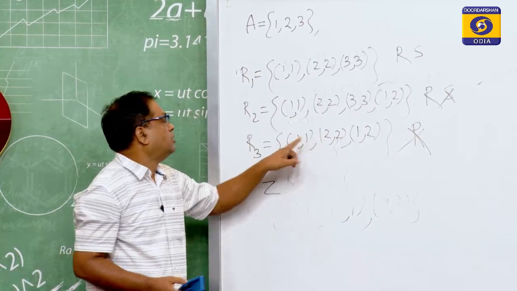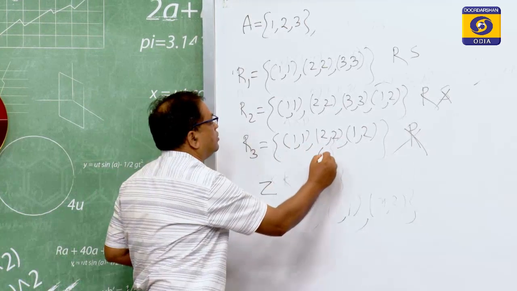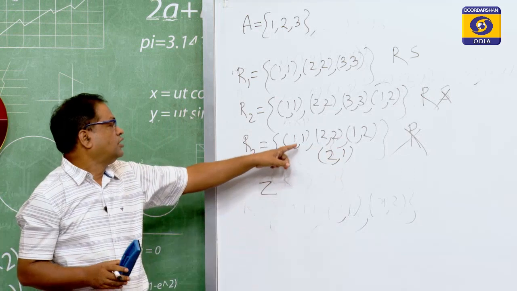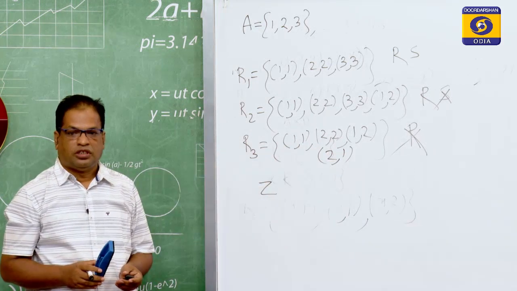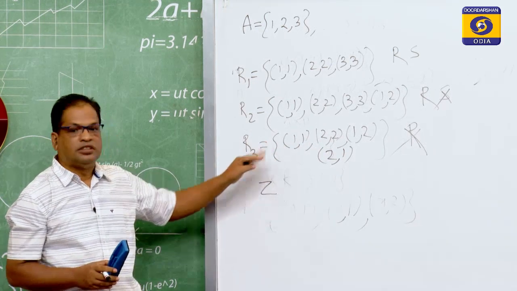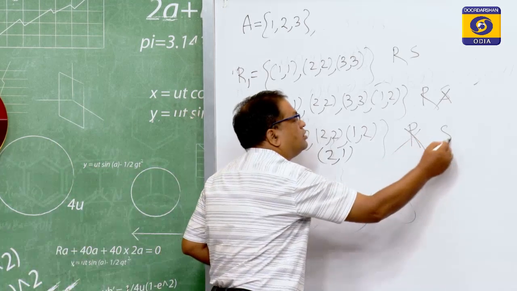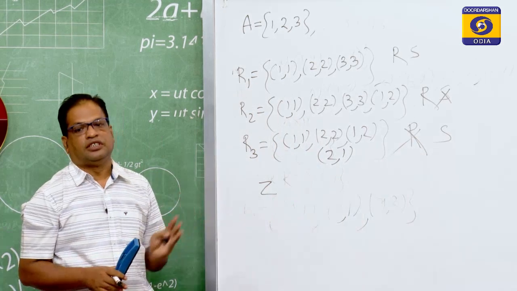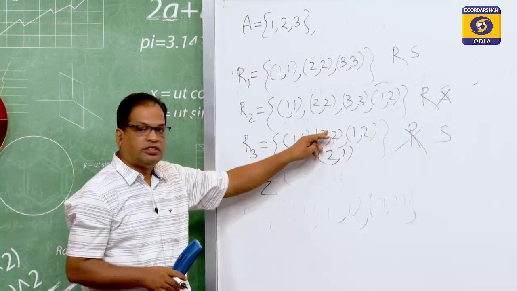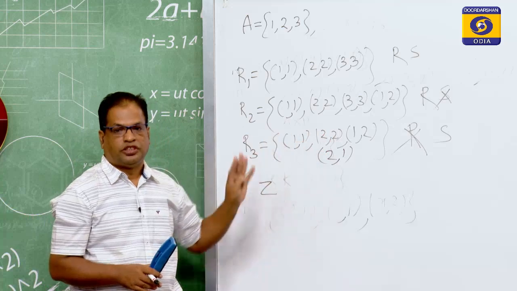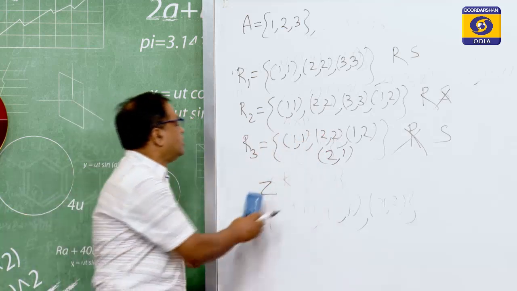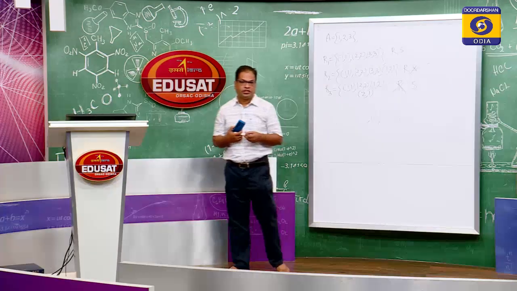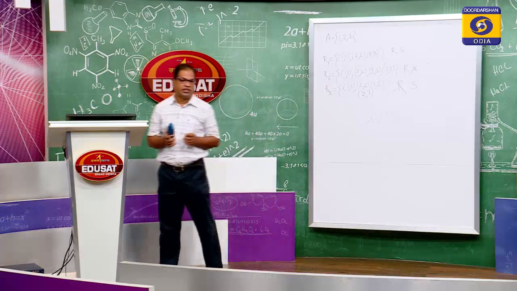Here (1,2) is present, its opposite (2,1) is present. So, this is symmetric. If an ordered pair is present and its opposite is present, then we say it is symmetric. Here (2,3) is not present, so we will not search for (3,2). So, these are some examples of symmetric relation. Similarly, equal to on the set of integers is a symmetric relation.